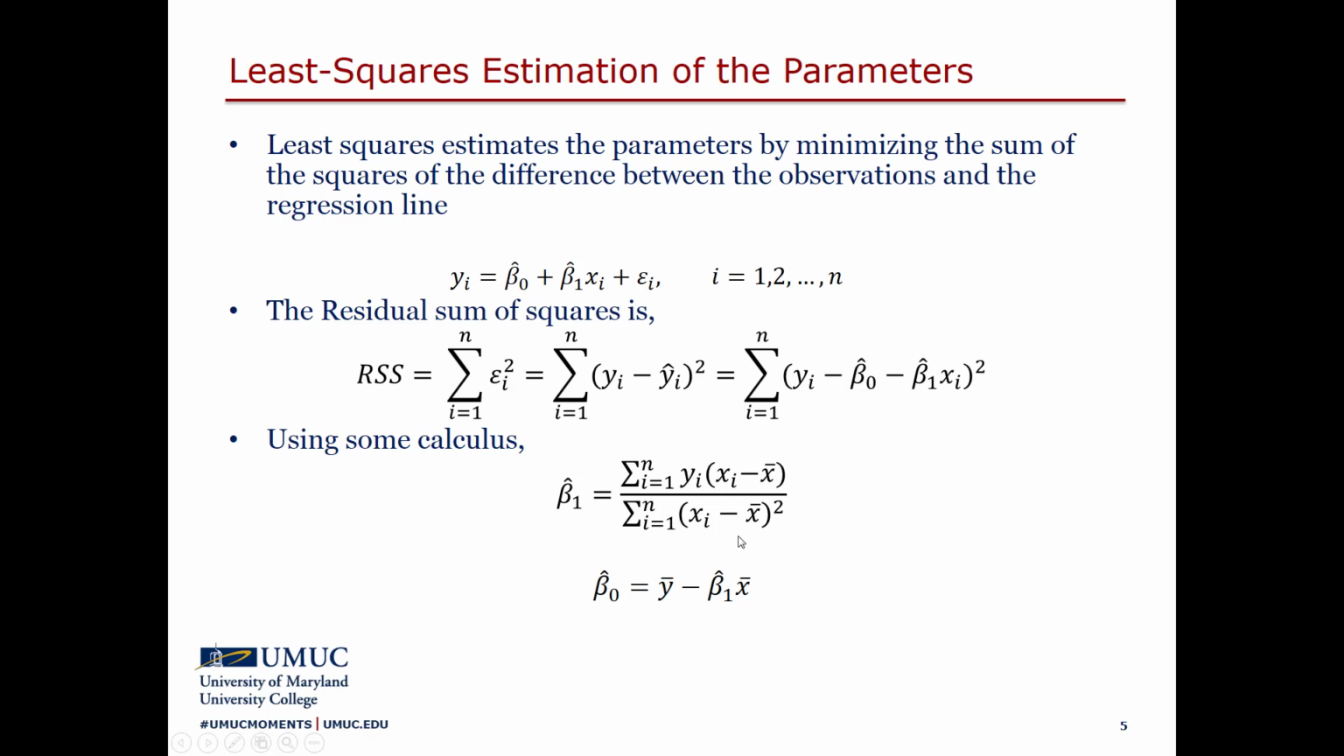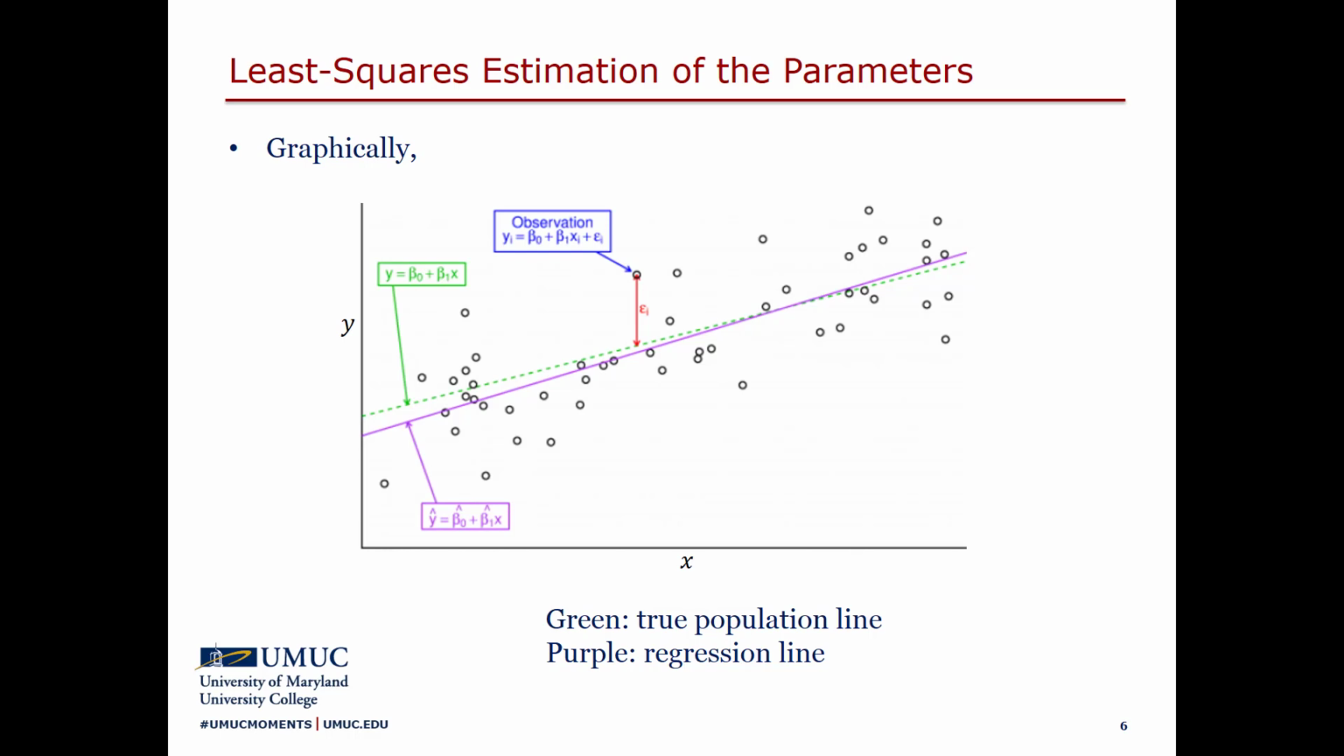And plugging in some terms, the intercept term, which is beta 0 hat, is calculated as the sample mean of the response minus the product of beta 1, the estimated slope, and the sample mean of the regressor variable.